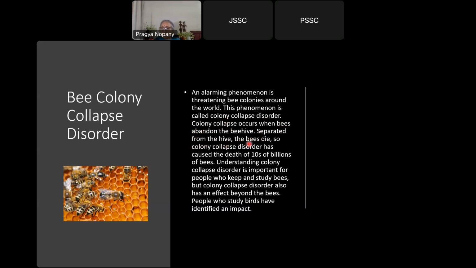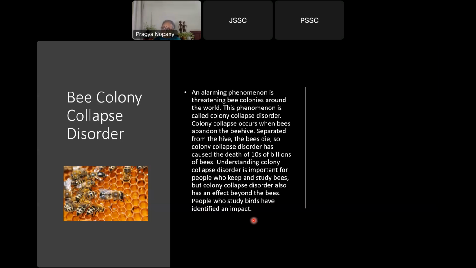Separated from the hive, the bees die. So, colony collapse disorder has caused the death of tens of billions of bees. Understanding colony collapse disorder is important for people who keep and study bees. But colony collapse disorder also has an effect beyond the bees. People who study birds have identified an impact, right?